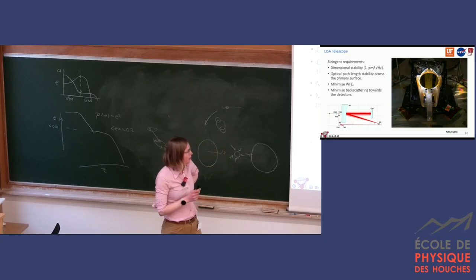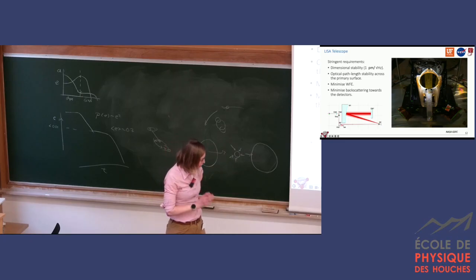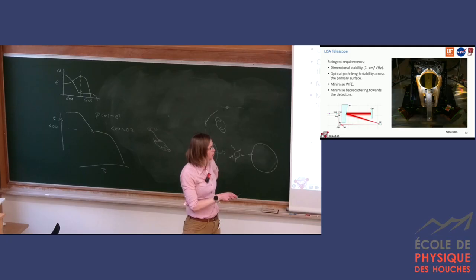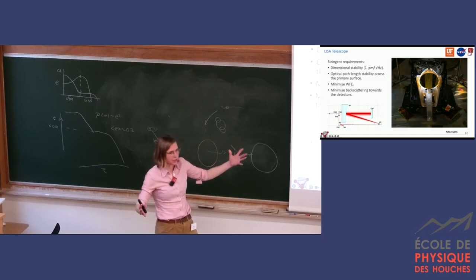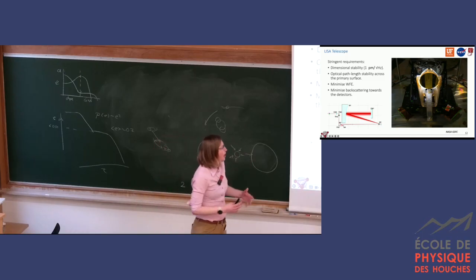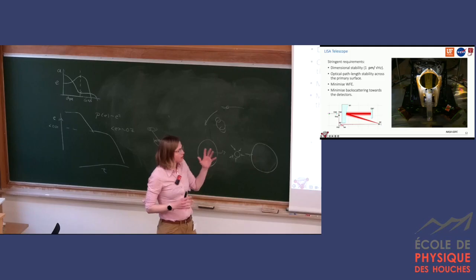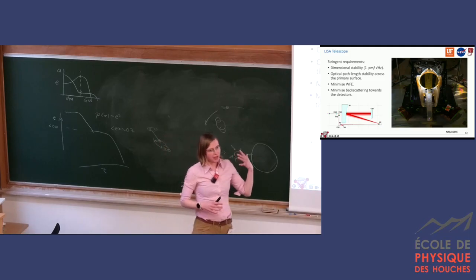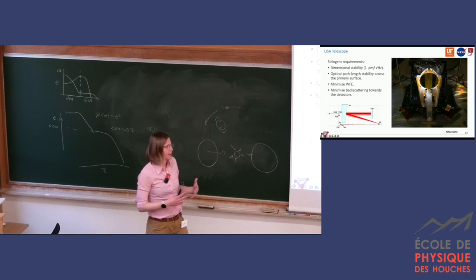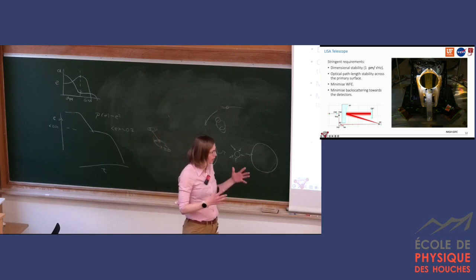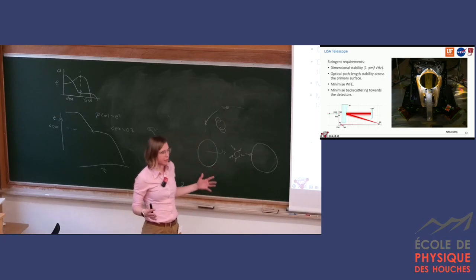So the requirement on the stability between the primary and secondary mirror for the whole measurement is picometer per root hertz, in-band stability. And this is very tricky. Therefore, this whole telescope is built from Zerodur. It's this low thermal expansion glass that maintains stability in the various temperature ranges.